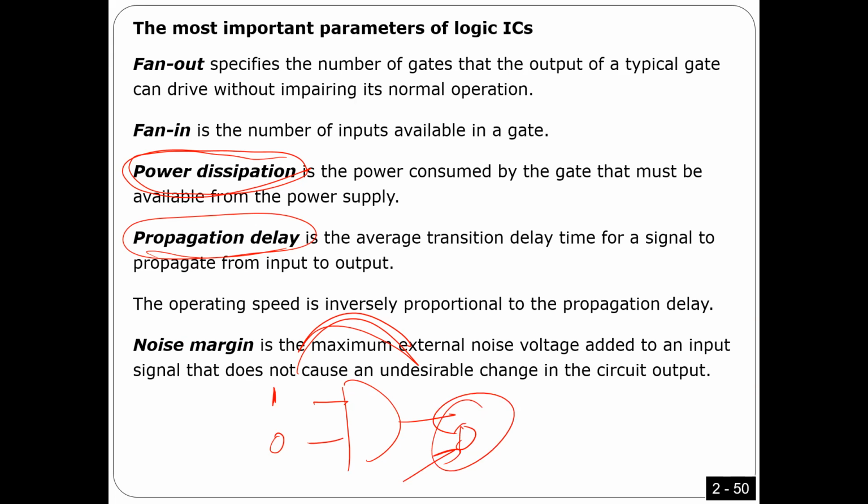Don't think you just put 1 0 and you're going to get 0 immediately. That's not true. It takes some time. This time may be a nanosecond or whatever. Okay, so that's what we call propagation delay. Last time I explained what I mean by noise margin.